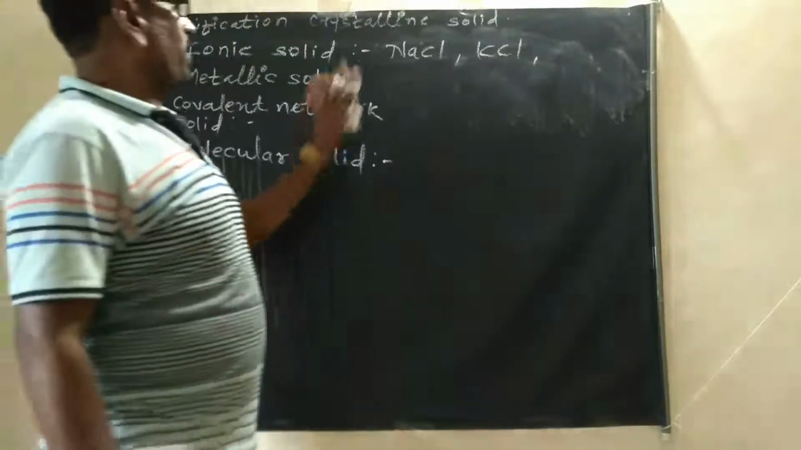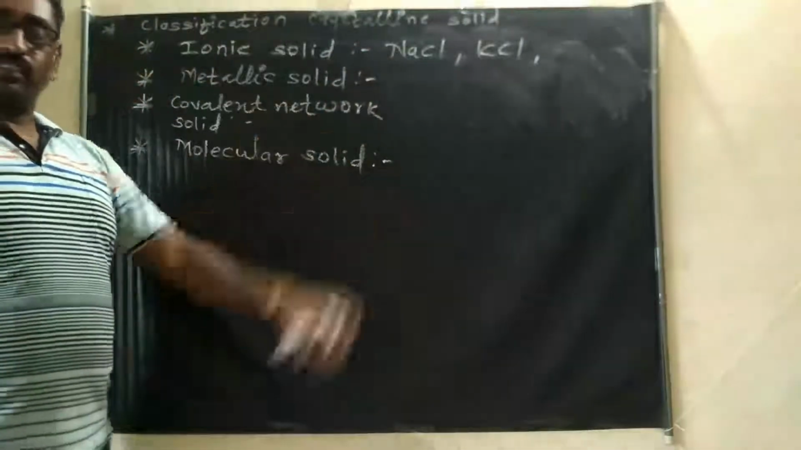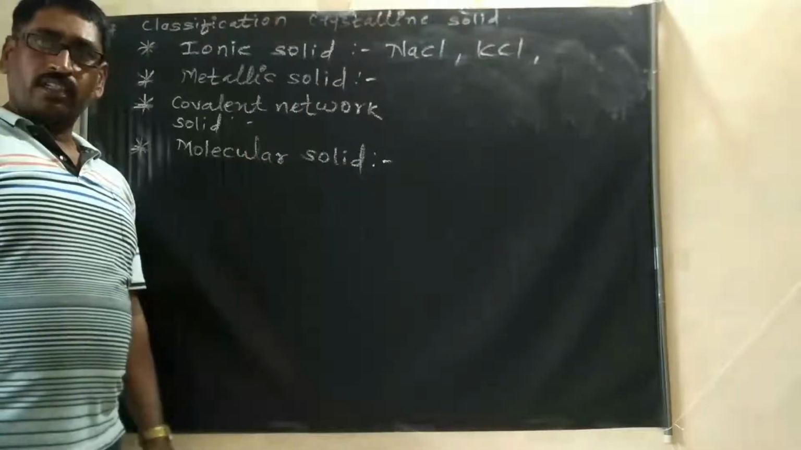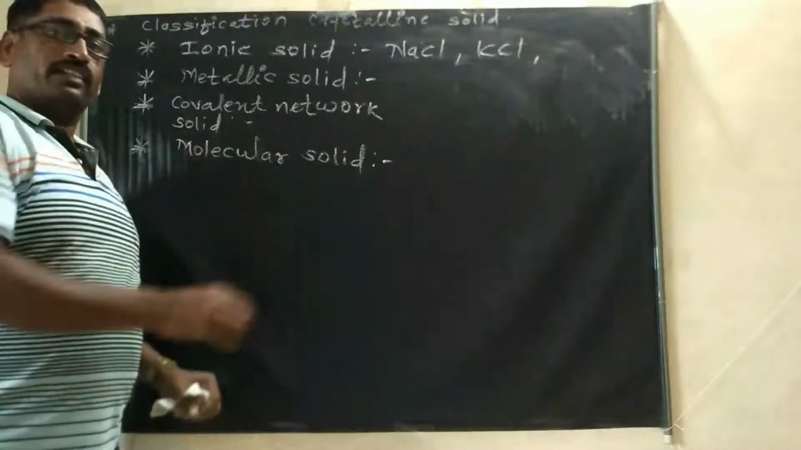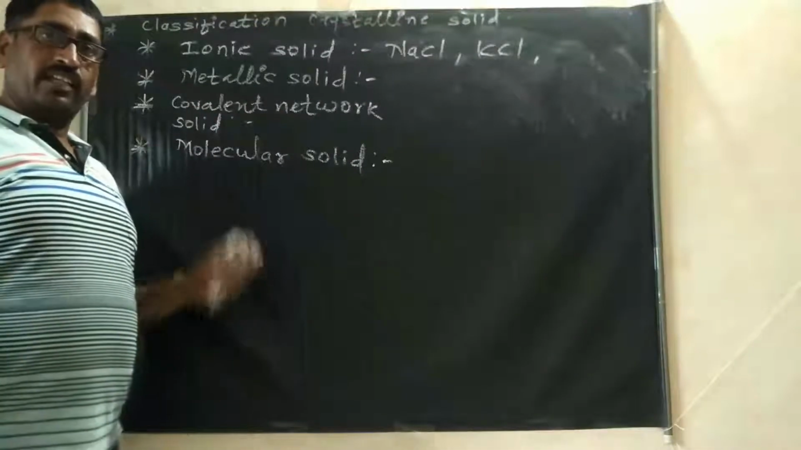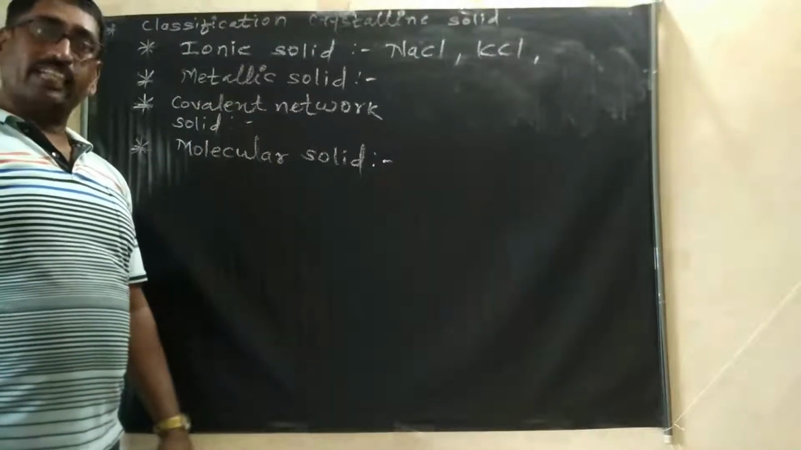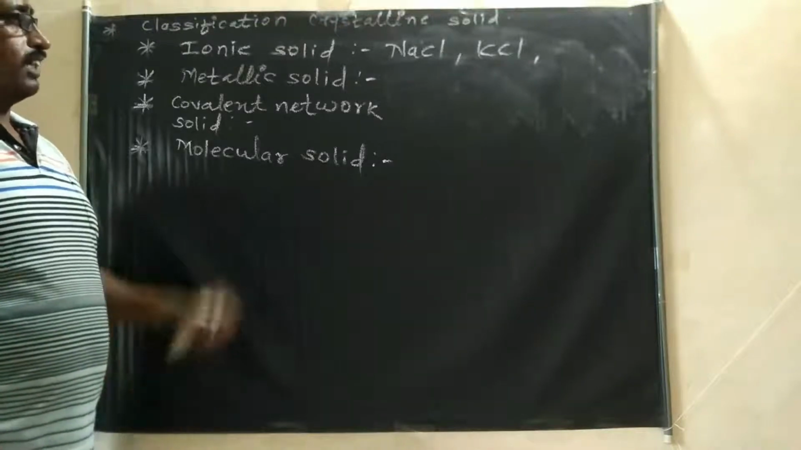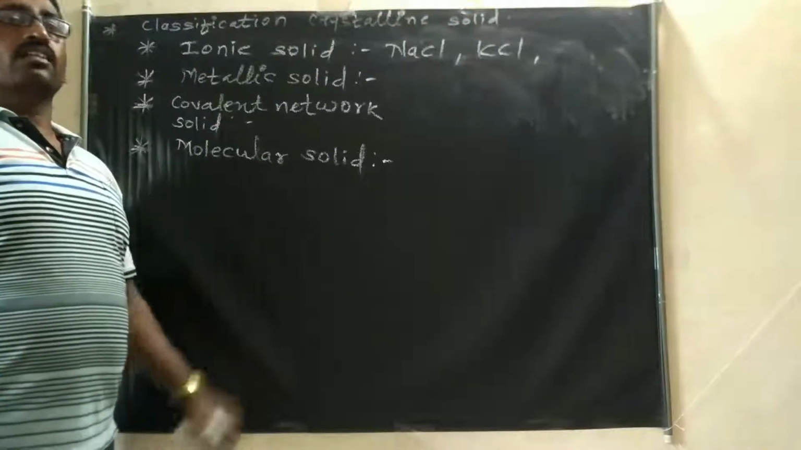Secondly, we discuss metallic solids. In metallic solids, positively charged cations are present along with delocalized electrons. That is, electrons are delocalized over the crystal. In metallic solids, a metallic bond is present. The metallic bond is a strong bond present between the delocalized electrons and the positively charged ions.